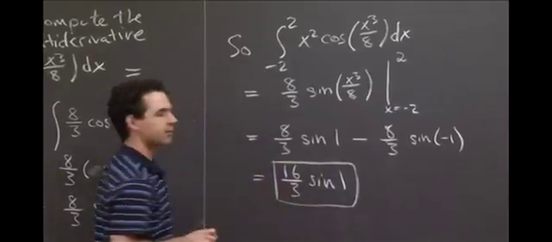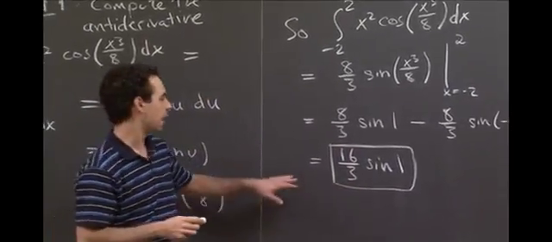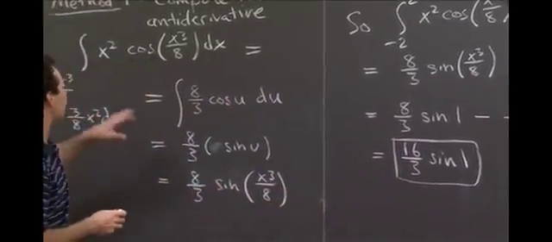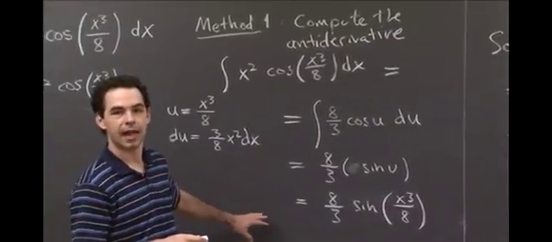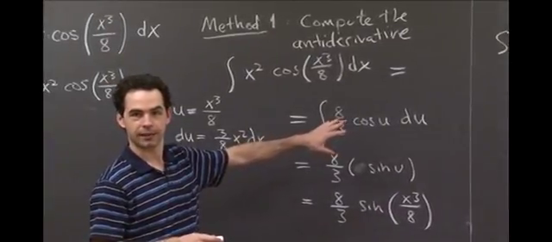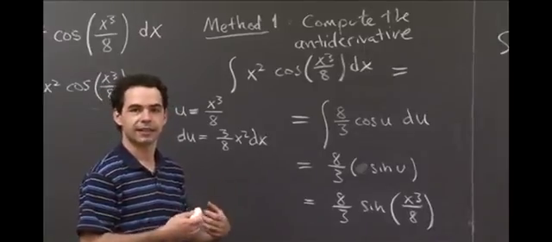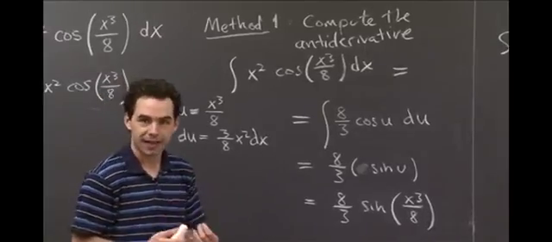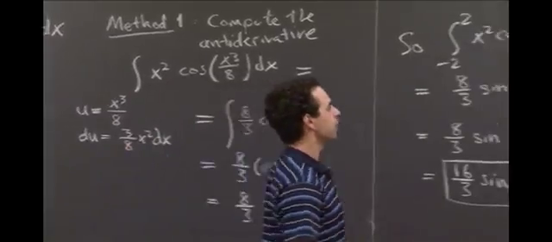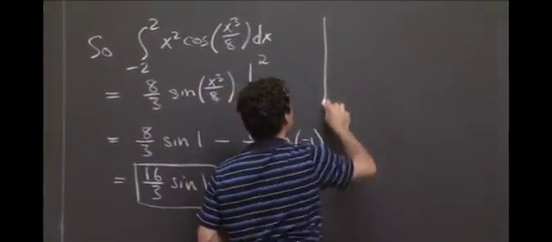So that's the answer. That's the value of this integral. And we did this first method by first computing the antiderivative and then using it with the fundamental theorem of calculus. The second way we can do it is the one that we just learned more recently in lecture, which is to use substitution directly in the definite integral. So let me come over here and do that.